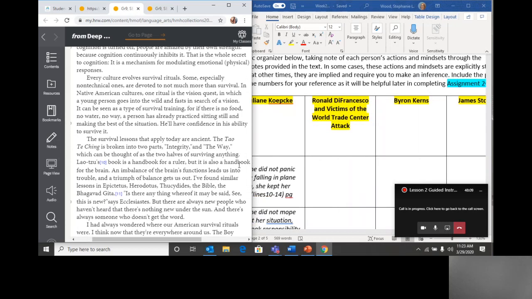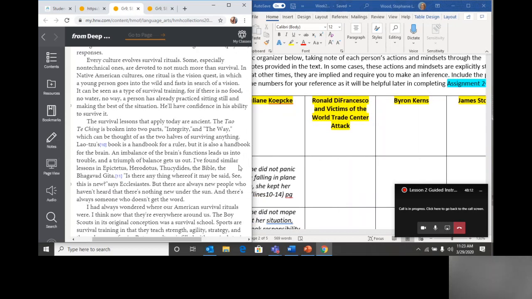The survival lessons that apply today are ancient. The Tao Te Ching is broken into two parts: integrity and the way, which can be thought of as two halves of surviving anything. Lao Tzu's book is a handbook for a ruler, but it's also a handbook for the brain. An imbalance of the brain's function leads us into trouble, and a triumph of the balance gets us out. I found similar lessons in Epictetus, Herodotus, Thucydides, the Bible, the Bhagavad Gita.